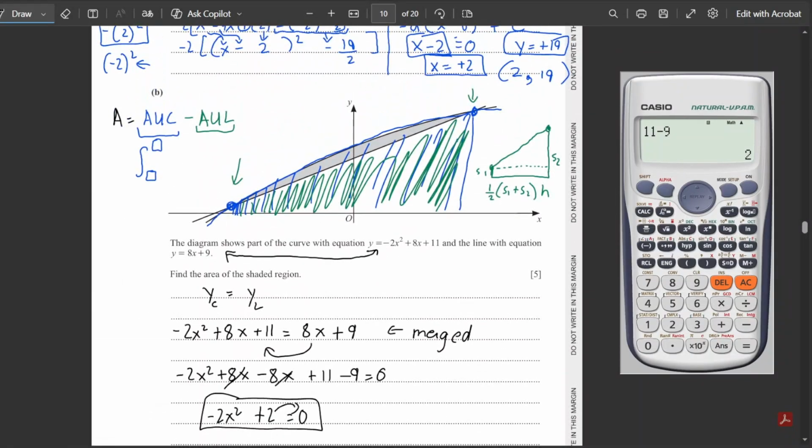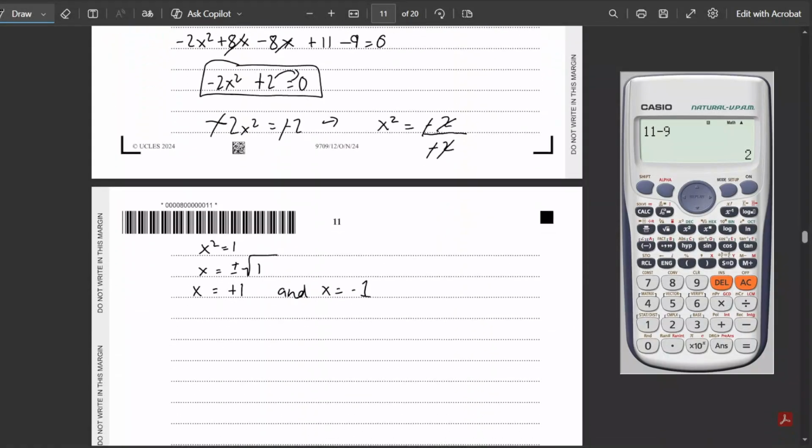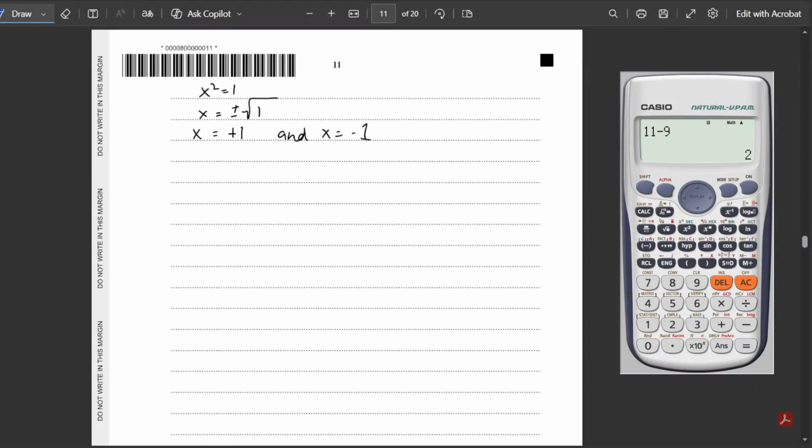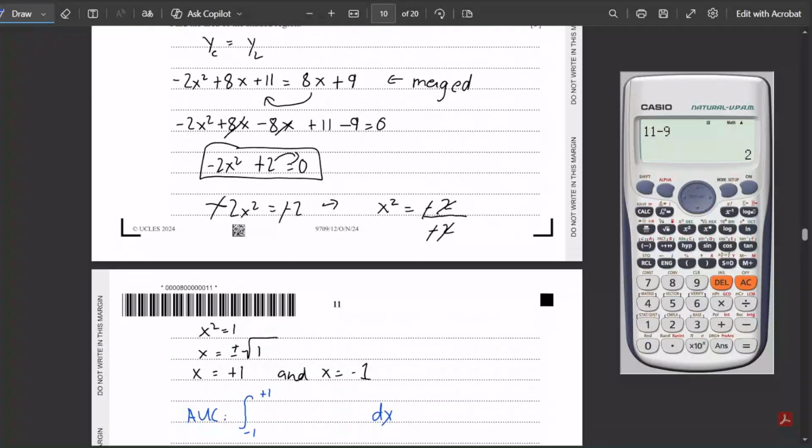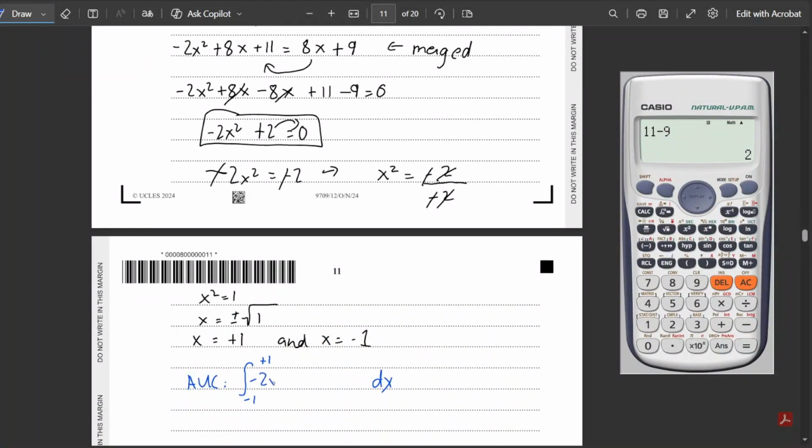Now, if you go over here, this right here is going to be x equals negative 1. This over here is going to be x equals positive 1. So now you know your two bounds of integration. They are basically going to be x equals negative 1 as well as x equals positive 1. So now we can find the area under the curve. So the area under the curve, the AUC, is going to be integrating from negative 1 all the way till positive 1. And then what do we have to integrate? We have to integrate the curve, negative 2x squared plus 8x plus 11.